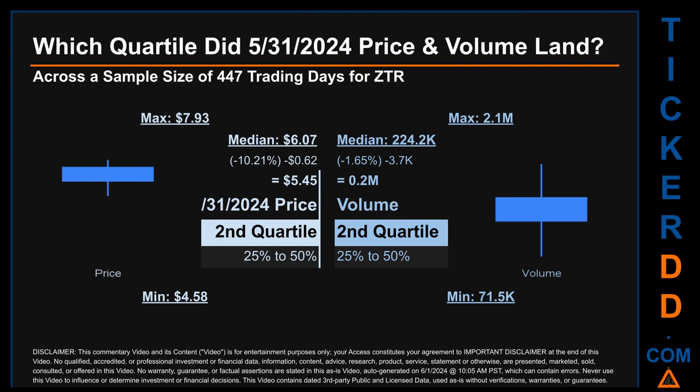Descriptively, ZTR has a median price of $6.07. Therefore, May 31, 2024 price was lower from that middle marker by 10.21%. The day's volume of 0.2 million was less than the median by 1.65%.